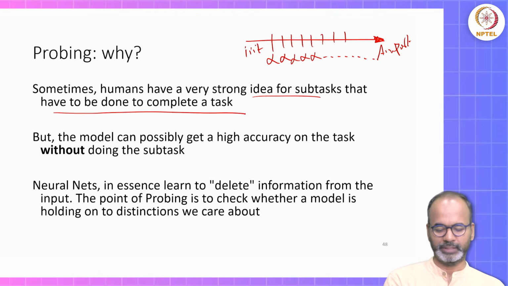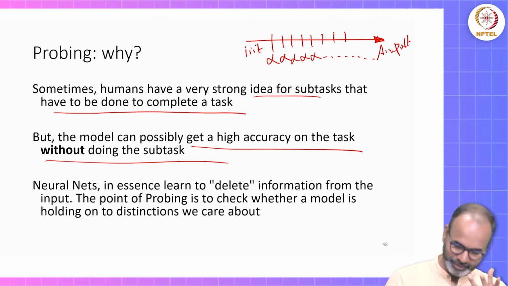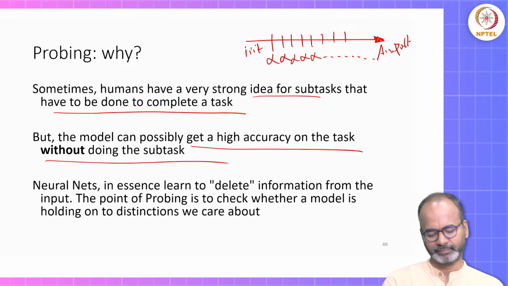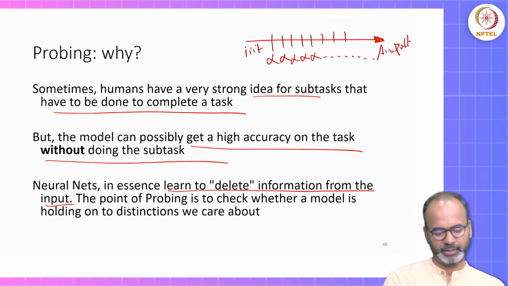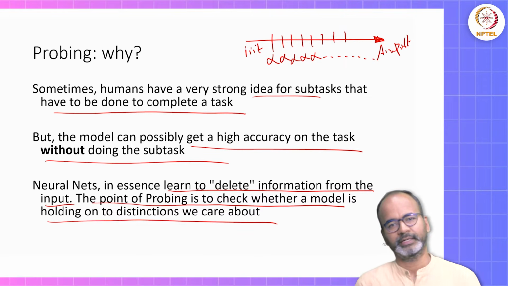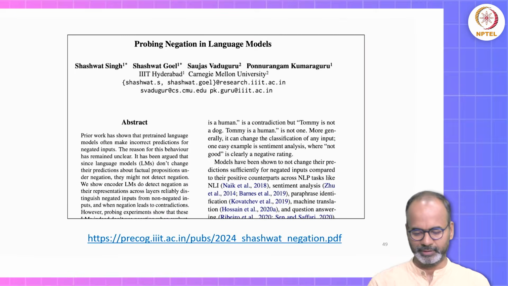But the model can possibly get a high accuracy on the task without doing the subtask. Again, going back to the question about rogue AI, it could actually do some things to get more points without doing the task that it was asked to do. Neural nets, in essence, learn to delete information from the input. The point of probing is to check whether a model is holding on to the distinctions we care about. We want to make sure that the model is doing what we want it to do. Again, connecting to the idea of interpretability itself.